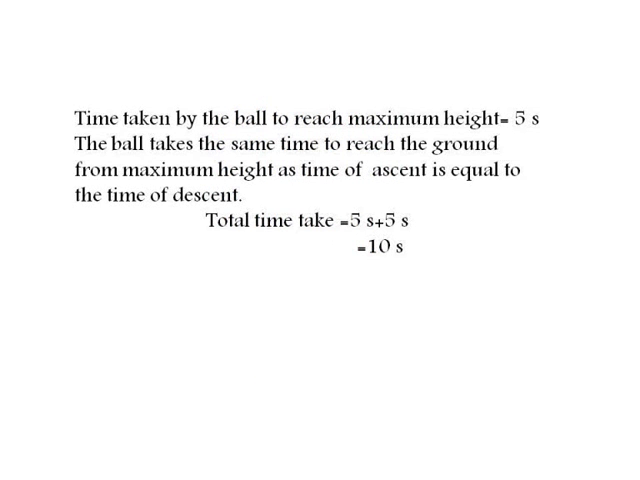We already calculated the time taken by the ball to reach the maximum height, and we got it as 5 seconds. Now the ball takes the same time to reach the ground from maximum height, as we know that time of ascent is equal to time of descent. So total time will be time of ascent plus time of descent. So it is 5 plus 5 seconds, which means 10 seconds. That means the ball will reach the ground after 10 seconds.